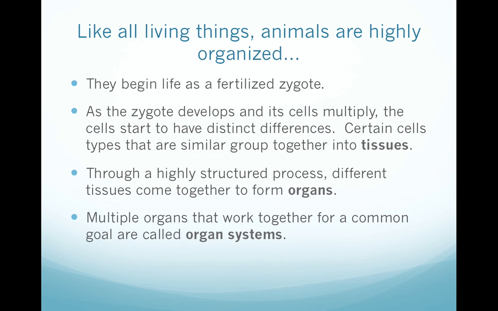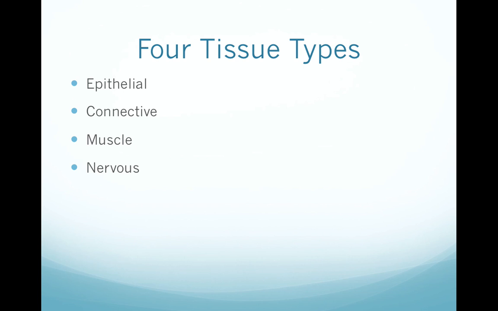Different tissues will come together to form organs through a very, very structured process. There's actually a whole branch of science called embryology that studies how this happens. But as the organs come together, multiple organs will work together for a common goal, and those organs that are kind of grouped together are called organ systems. The four general or basic types of tissues are called epithelial tissue, connective tissue, muscle tissue, and nervous tissue.